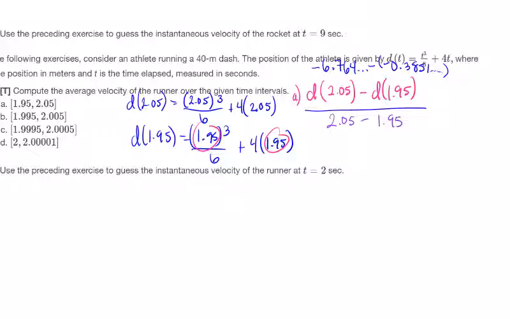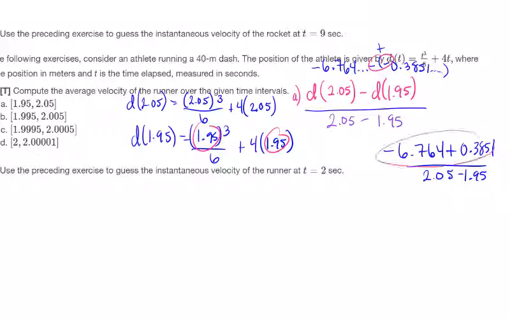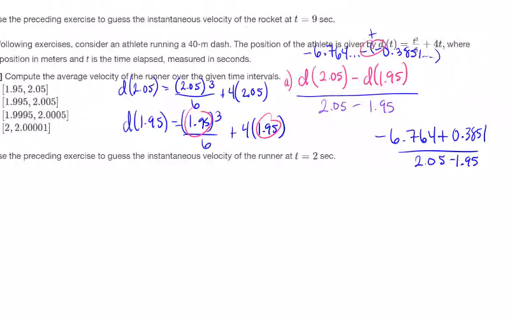All right, then we subtract, so we have a negative, so that turns into a positive. So then we end up with negative 6.764 plus 0.3851 all over what we have on the bottom. You can calculate that if you want. I'll just bring it down and calculate now. So now I'm going to do the numerator and the denominator.